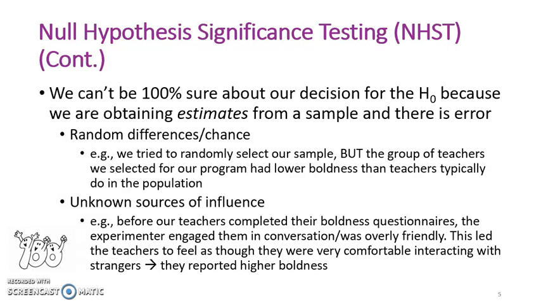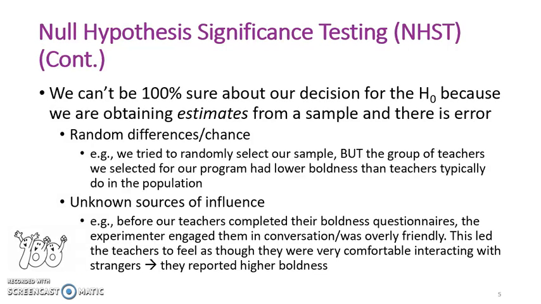So, what if my sample had a random difference, for example, due to some poor sampling on my part, that didn't exist in the true population? For example, I might try to randomly select my sample in this example of teacher boldness, but the group of teachers that I selected for my program had lower boldness than teachers typically do in the population.